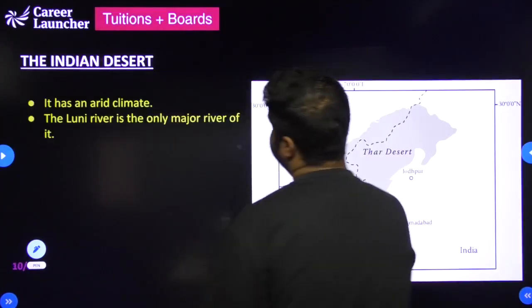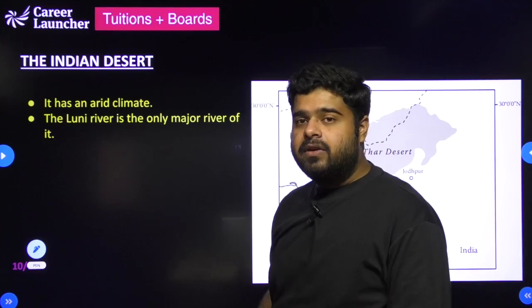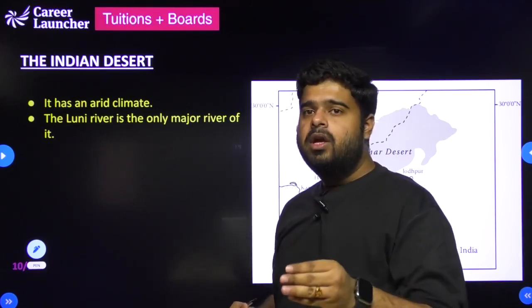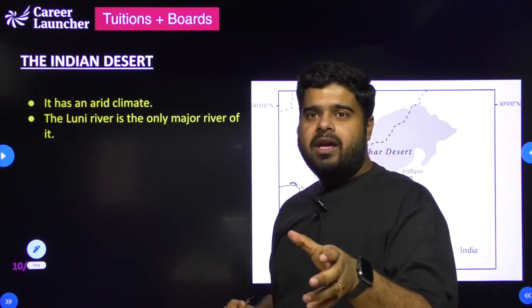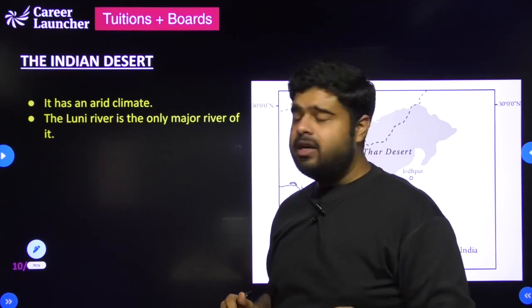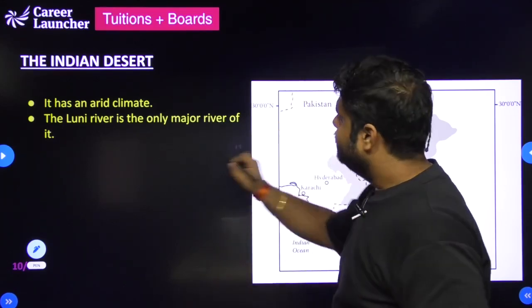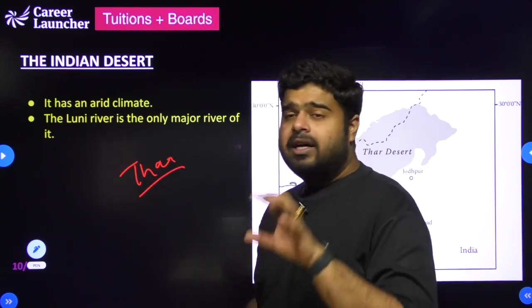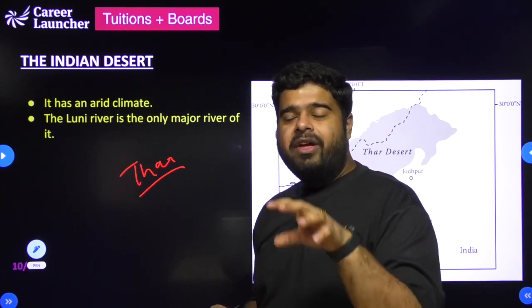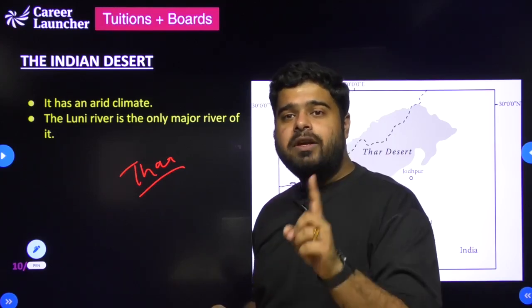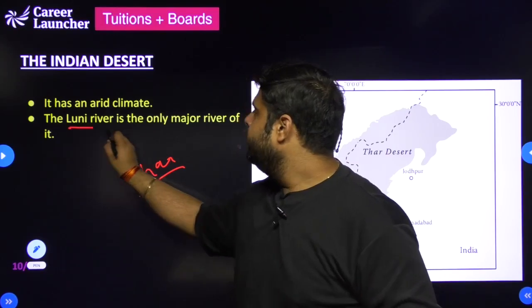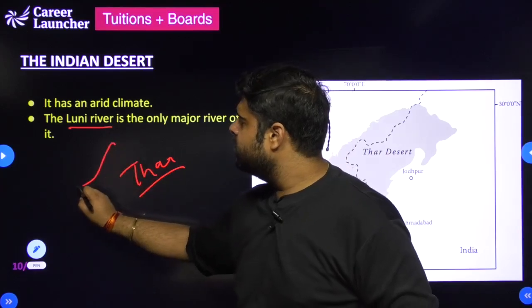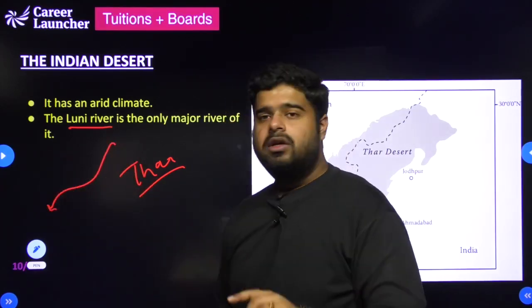Moving ahead, we have the Indian desert. India does not have that much area in the desert form. The only area we have is in the westernmost part of Rajasthan, and it is called the Thar Desert. The climate of this area is very arid, very dry, and it has only one major river called the Luni river. It starts flowing in northern Rajasthan and covers the majority of the desert.